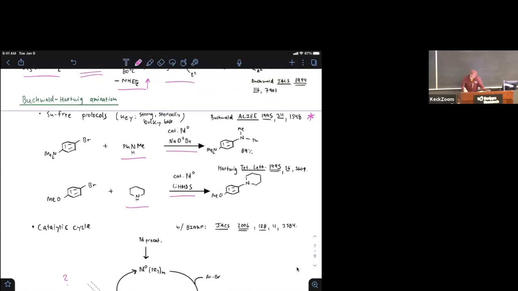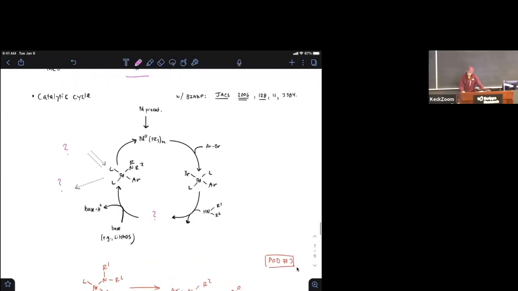Why is the strong sterically bulky base important? Well, we heard a little bit about this during the BMS lecture. It has to do with this concept of soft deprotonation. Okay, let's take a look at the catalytic cycle here.